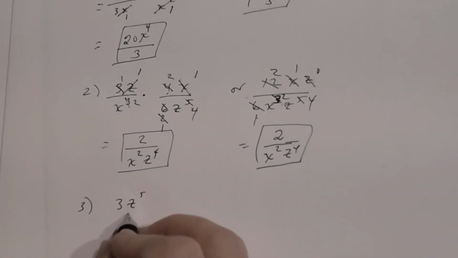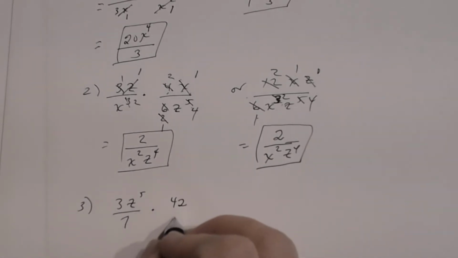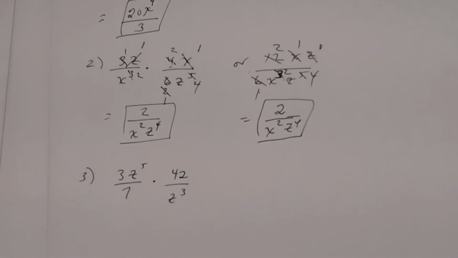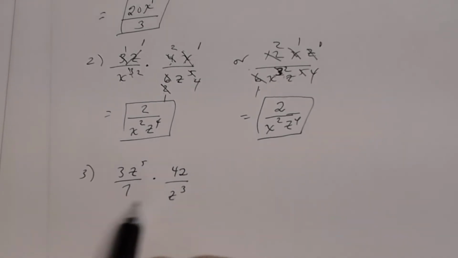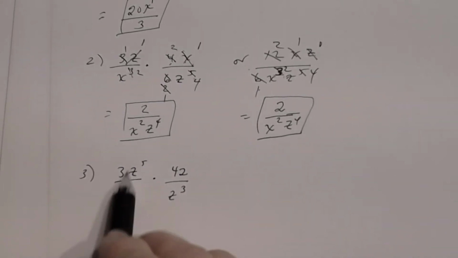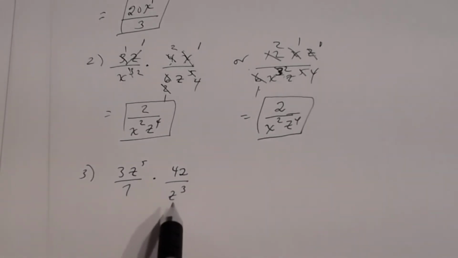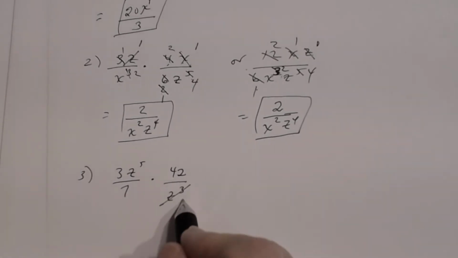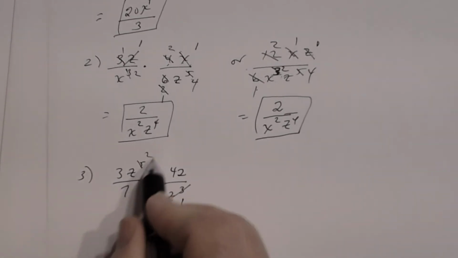Number 3, we have 3 z to the 5th divided by 7 times 42 divided by z cubed. Again, look at your factors. My first factor is 3. Will 3 reduce with any factor on there? No. The next factor is z to the 5th. I have 5 factors of z. Will that reduce with anything on there? Yeah, with this one. I have more up here, so all this will divide into itself. You're left with 1. I'm dividing this by 3 of these factors, so you're left with 2 up here.